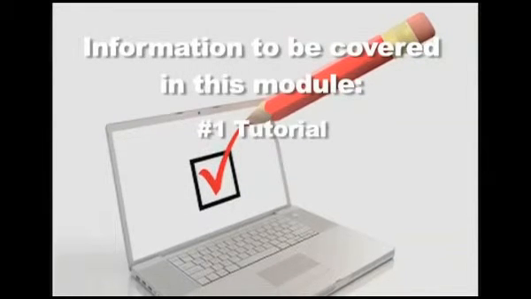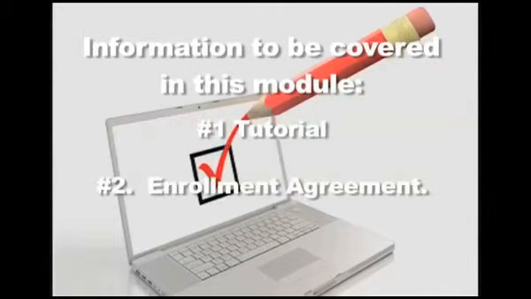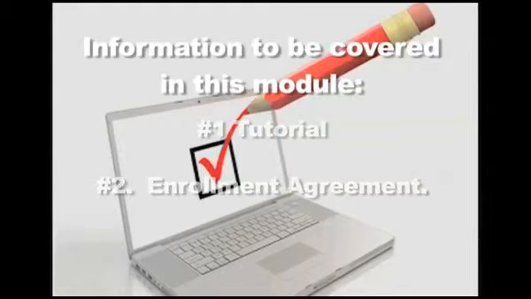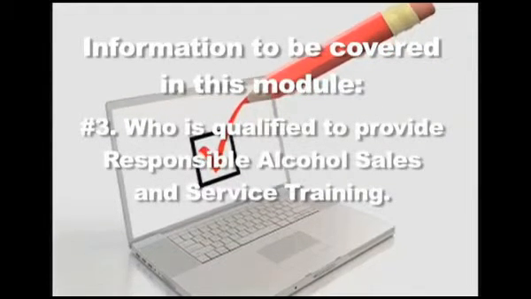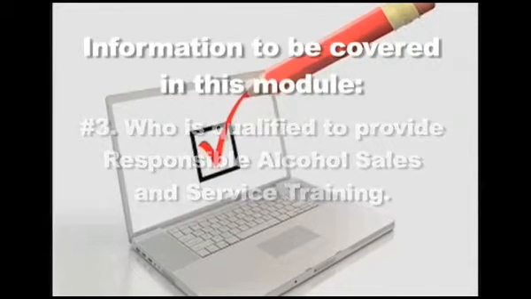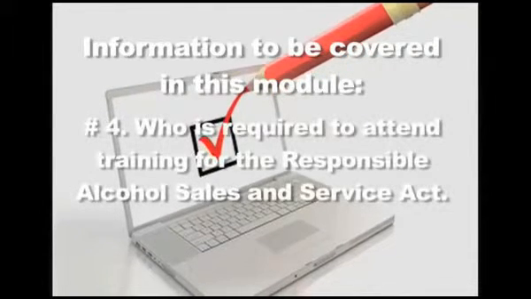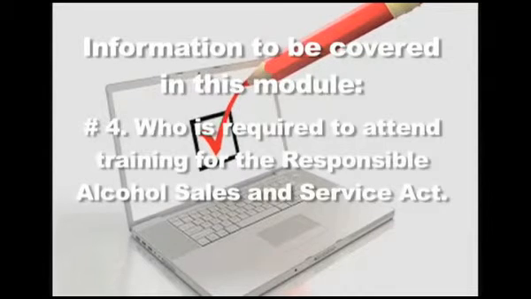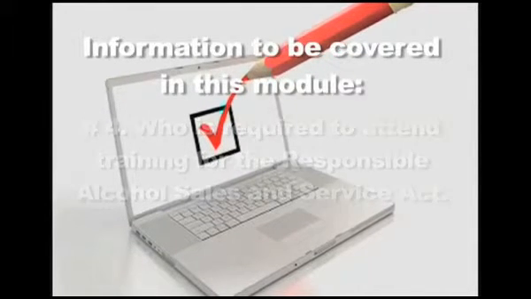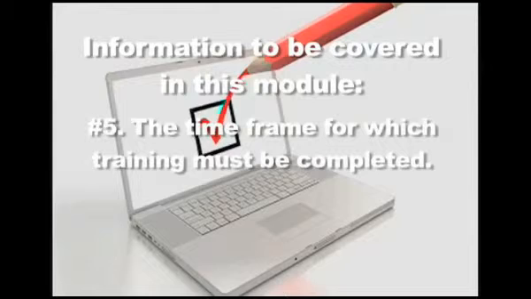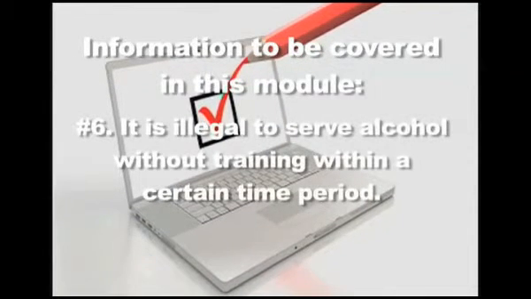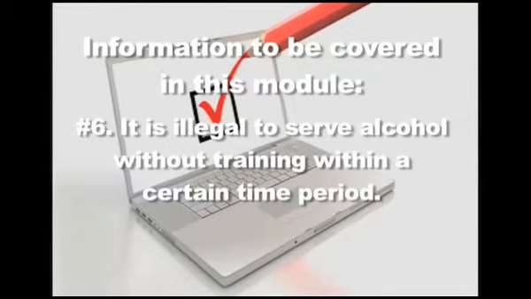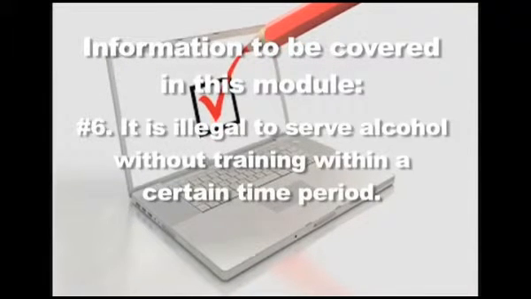Number 1, the tutorial. Number 2, the enrollment agreement. Number 3, who is qualified to provide responsible alcohol sales and service training. Number 4, who is required to attend training for the Responsible Alcohol Sales and Service Act. Number 5, the time frame for which training must be completed. Number 6, it is illegal to serve alcohol without training within a certain time period.